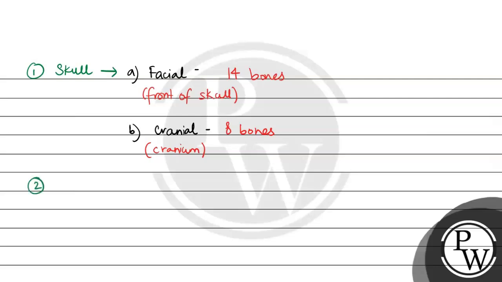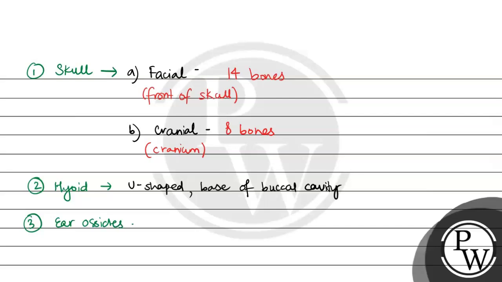Second is the hyoid bone. Hyoid bone is a single U-shaped bone which is present in the base of the buccal cavity. And third होते हैं ear ossicles. Ear ossicles are present in 3 pairs. Namely malleus, incus, and stapes.